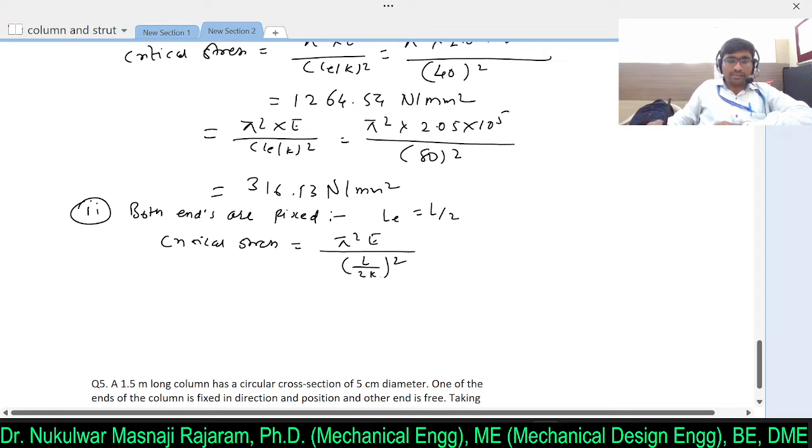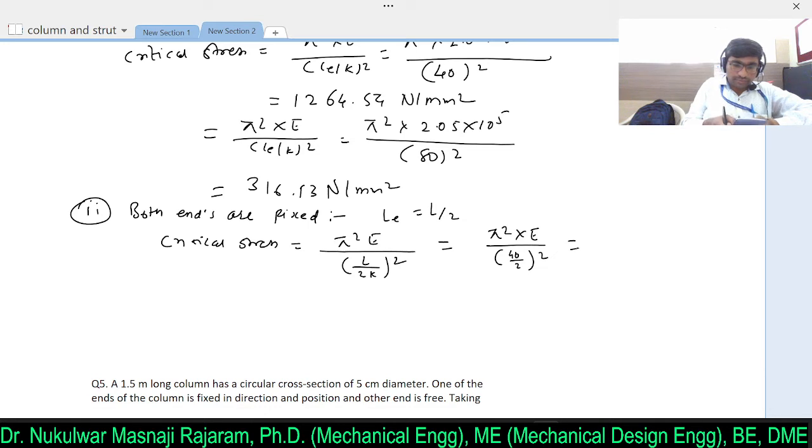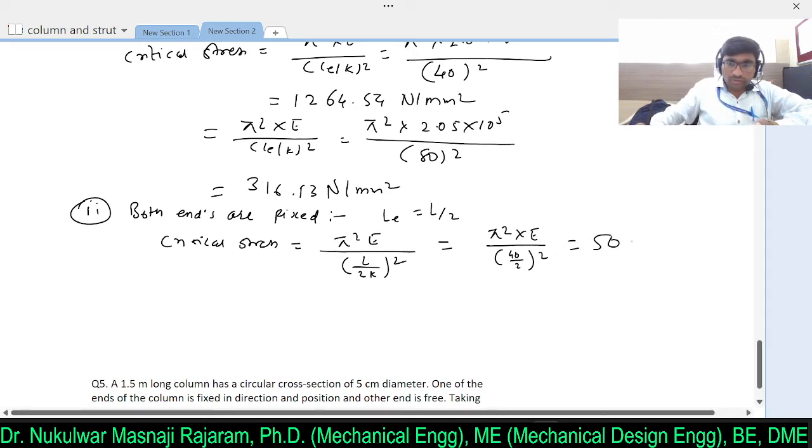Now L by K is nothing but the slenderness ratio, so it is given as 40. So pi square into E divided by (40 divided by 2) square. So instead of the slenderness ratio, we must consider the 20 value. So here we get the value of 5058.17 Newton per mm square.